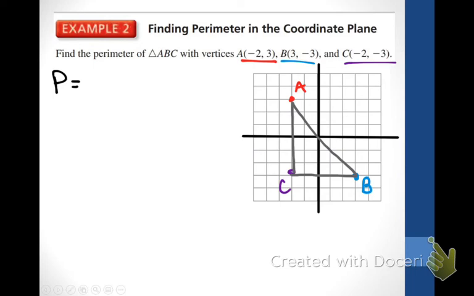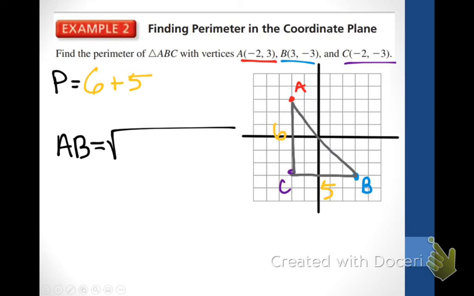So we could do the easier ones first. We've got a vertical line, right? From here to here. So you can count 1, 2, 3, 4, 5, 6. Did I count that right? 1, 2, 3. Oh, yeah. Sorry, I didn't zoom in for that. And then we can do the horizontal line from C to B. 1, 2, 3, 4, 5. The only one that we cannot do that to is AB. So we're going to have to find the length of AB.